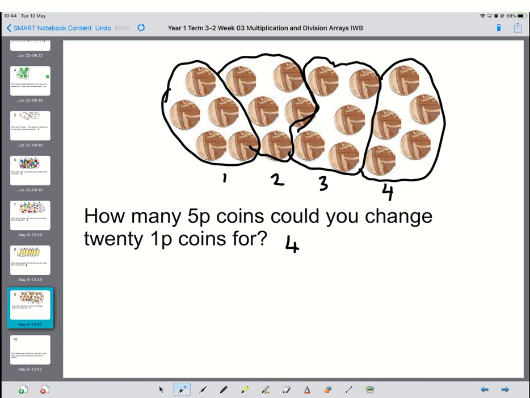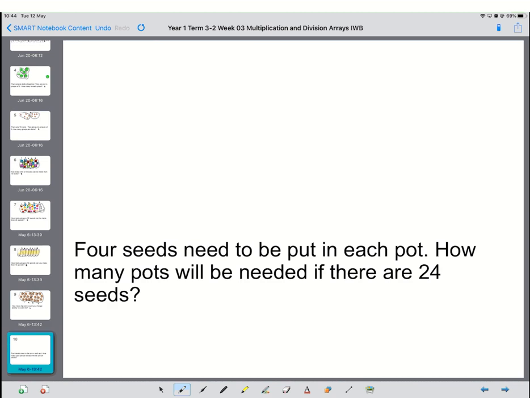Okay, the next one is how many pots will be needed if 4 seeds need to be put in each pot and there are 24 seeds? So you need to draw out an array. You need to draw these out showing seeds in groups of 4. Or you could just do 24 seeds out and then you would be in a good position to group them into 4s.